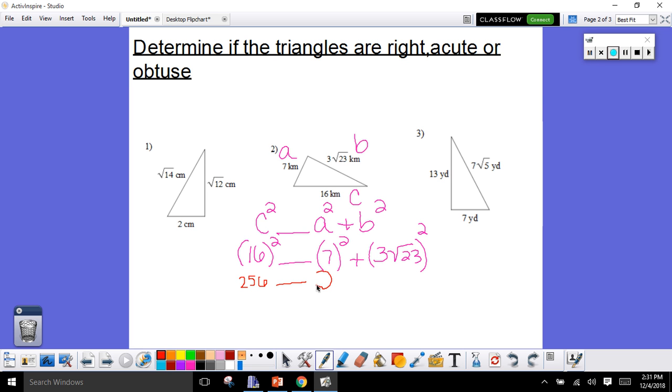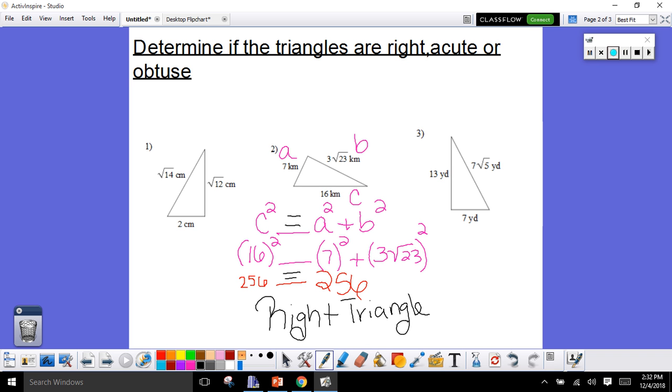So you guys just ask yourself, is 256 bigger, equal to, or less than 256? Of course they're going to be equal. Therefore c squared equals a squared plus b squared. What does my rule say? If they're equal, that means that we have a right triangle. So far we have a right triangle. Then we're done with problem number 2.